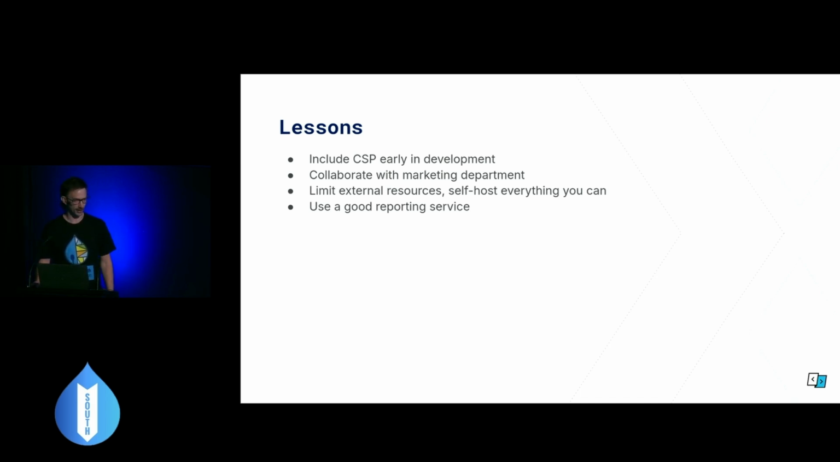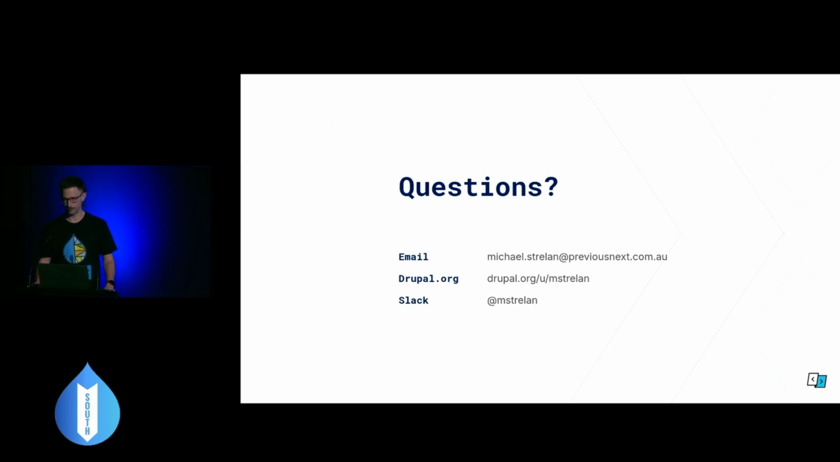Collaborate with your marketing department so you know what's going on in GTM. If you can host scripts yourself, rather than them putting inline stuff in GTM, that's a lot better. In general, this is good even without CSP: don't load things from CDNs when you can serve them up yourself. There are fewer DNS lookups as well, but it's just better to have control of everything. And hopefully you can use a good reporting service or roll your own reporting service so that you've got visibility into what's going on. I think we've got time for some questions.